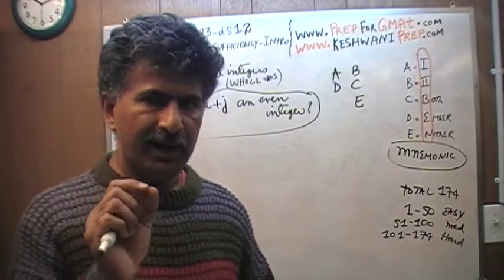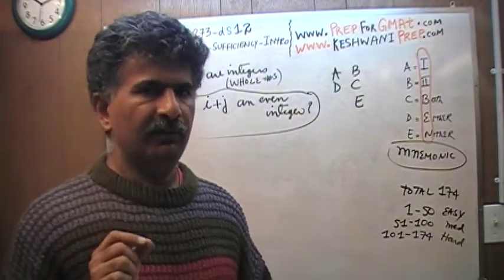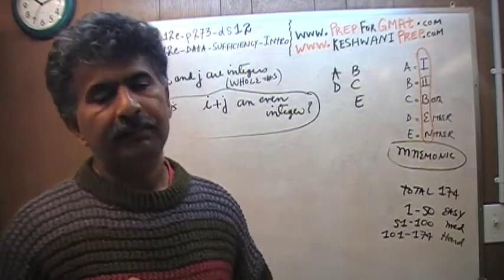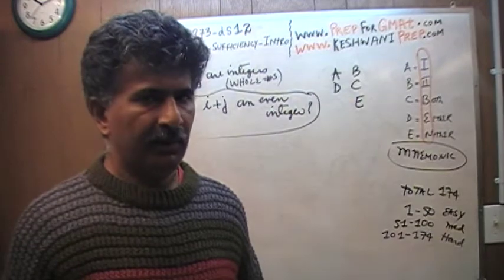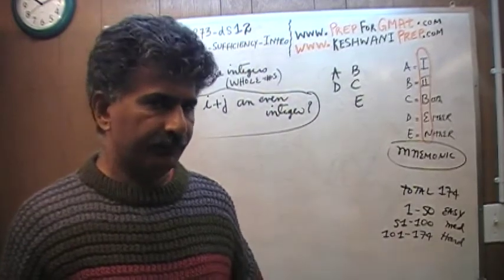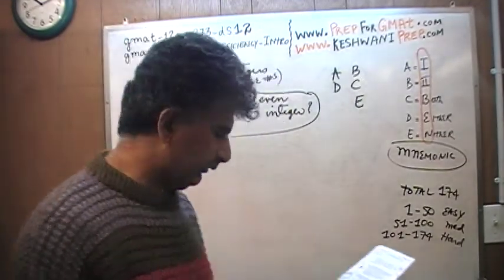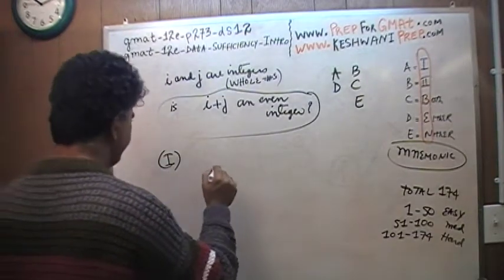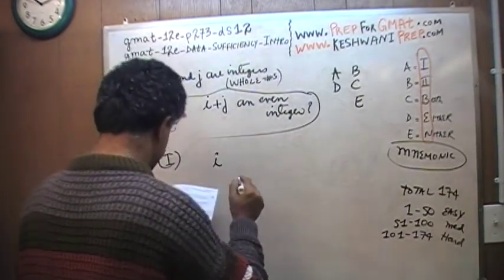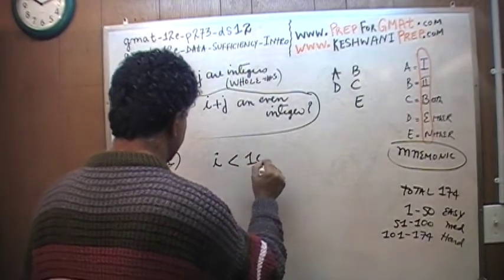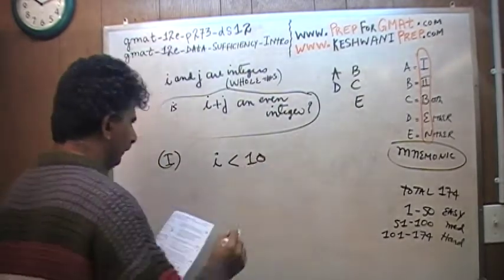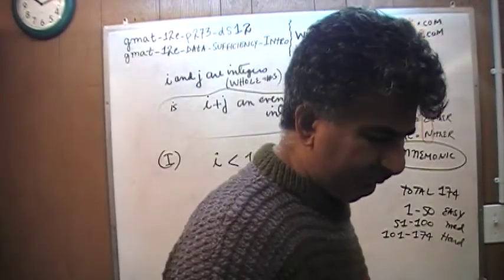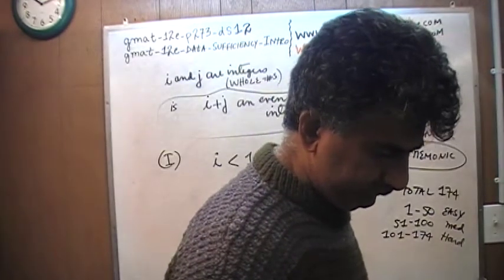If I tell you that I is a whole number and J is a whole number, is their sum going to be an even integer? Without knowing anything about I and J, we can't really tell. Who knows what they are? Let's see what the first statement tells us. The first statement tells us that I is less than 10.